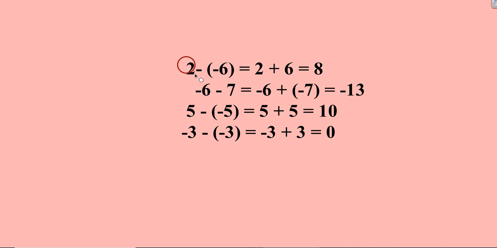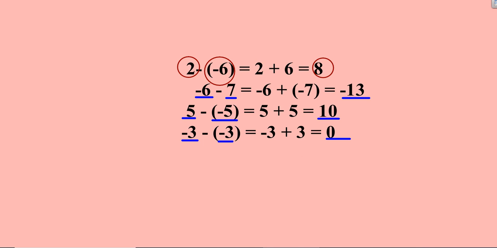Now here 2 is an integer, negative 6 is also an integer, and the answer you got, 8, is also an integer. In all the others it is the same. Negative 6 is an integer, 7 is again an integer, and its difference when subtracted you are getting negative 13, that is also an integer. 5 is an integer, negative 5 is an integer, when we subtract we got 10, that is also an integer. Here negative 3 is an integer, negative 3 again, we subtract we get 0, 0 is also an integer.